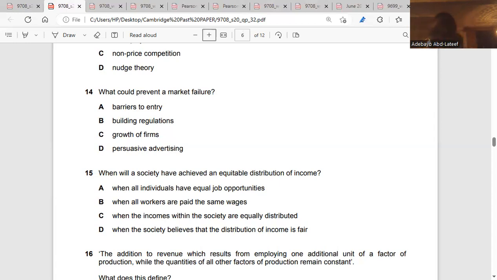Building regulations solves the problem of market failure because it means government is coming up with rules and regulations. The only way to solve market failure is through government intervention. Business failure will be solved by business owners. Market failure will be solved by government. We better skip this question.